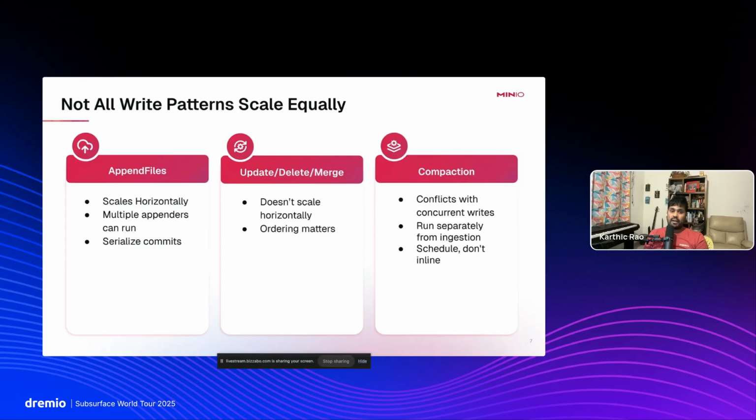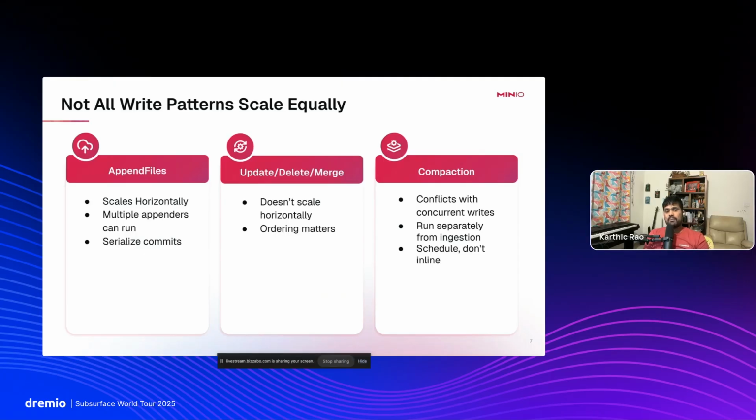And also, we have data, typically the CDC data, or the change log capture data from transactional databases, where you have the updates, deletes, and merges, where you might have data mutations that need to be applied on your Iceberg table. Now, these kinds of writes are not so easy to scale. It's very hard to scale them independently, unlike append-only writes, and the order of data writes also matters over here.